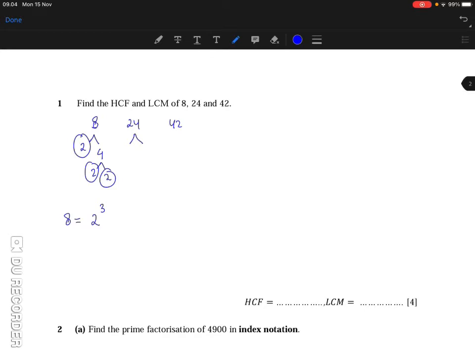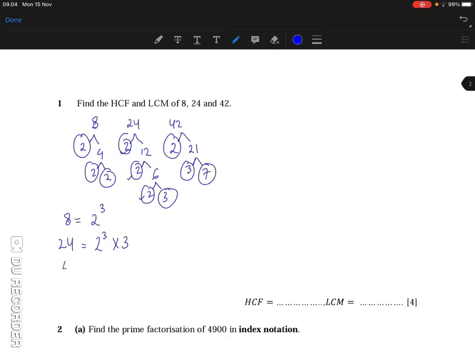And now let's move on to 24 here. Divide by 2, you will have 12. Divide by 2, you will have 6. Divide by 2, you will have 3. Please leave it in the prime factors, yeah, because some of you still leave it in the composite number. So you have 2 cube multiplied by 3, because you have 3 number 2 and 1 number 3. Now move on to 42 here. Divide by 2, you will have 21. Divide by 3, you will have 7. Alright, so 42 is equal to 2 multiplied by 3 multiplied by 7.